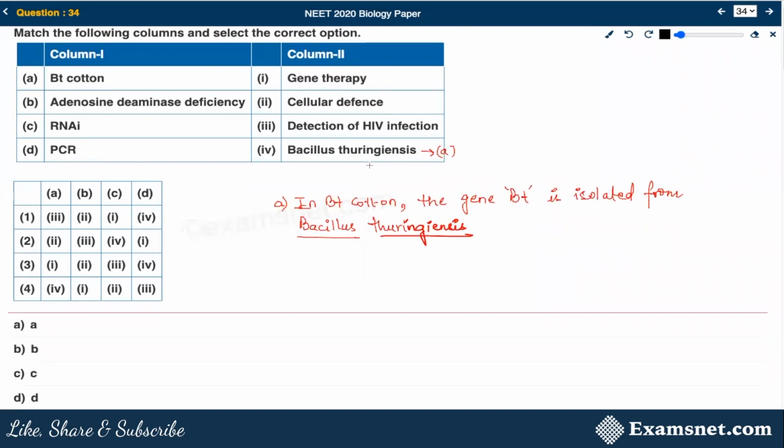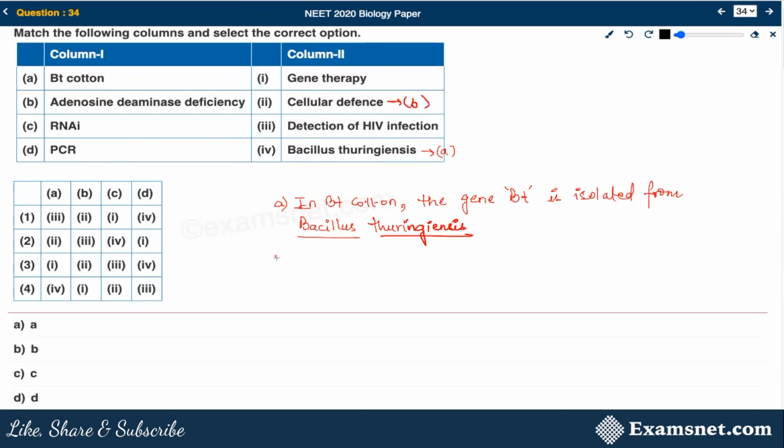Now then there is adenosine deaminase deficiency, which is also called ADA deficiency. If there is a deficiency in this enzyme, it directly affects the cellular defense in the body. Regarding this deficiency, the first clinical gene therapy was performed in 1990 to a 4-year-old girl having the ADA deficiency problem. So ADA deficiency is relatable to option number 2.